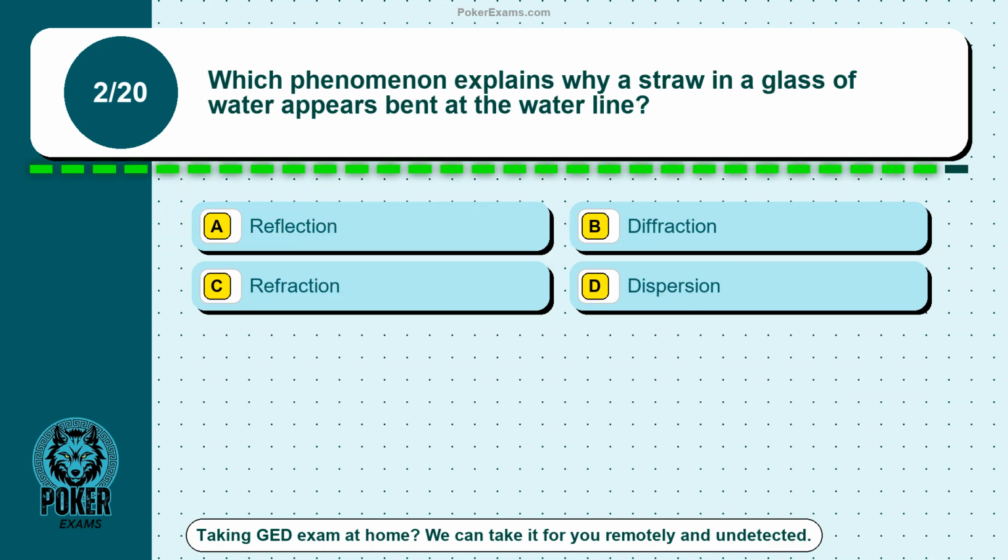Question 2. Which phenomenon explains why a straw in a glass of water appears bent at the water line? Option A. Reflection. Option B. Diffraction. Option C. Refraction. Option D. Dispersion.